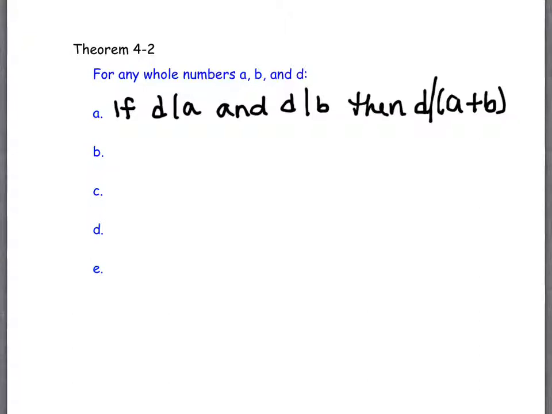So if you could separate it into two pieces that are both individually divisible by the number, then the sum is divisible by the number. We'll do some examples, I promise.